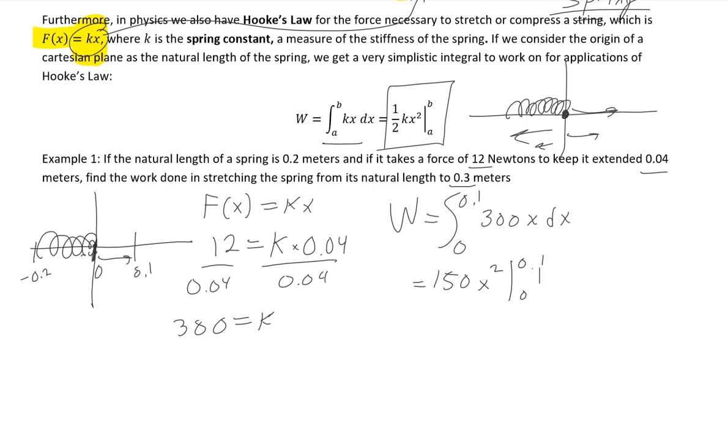If I plug those values in appropriately, 0 I don't need to worry about, as we've gone over before. If I do 150 times 0.1 squared, 0.1 squared being just 0.01, I get 1.5 joules as my answer. And that's it. That's finding both the spring constant if necessary and also applying a situation involving stretching a spring.